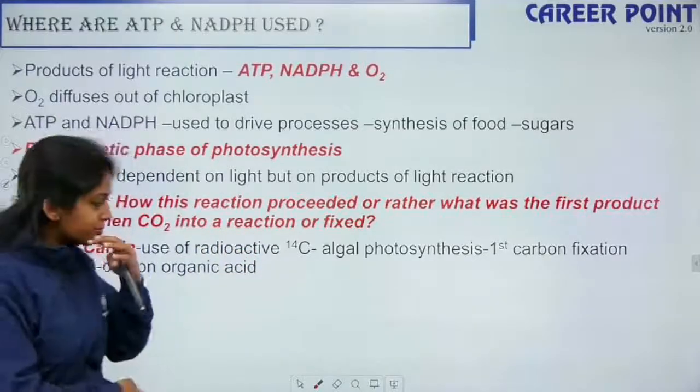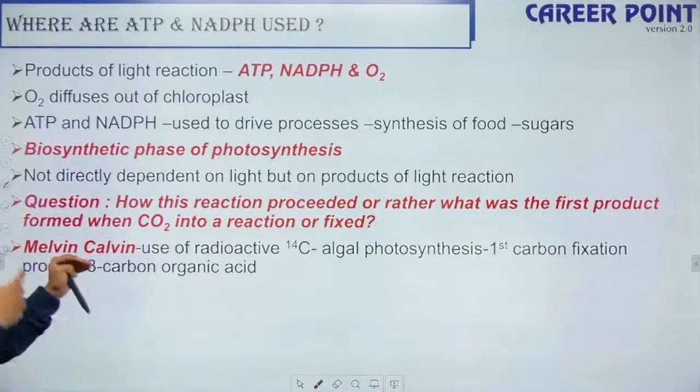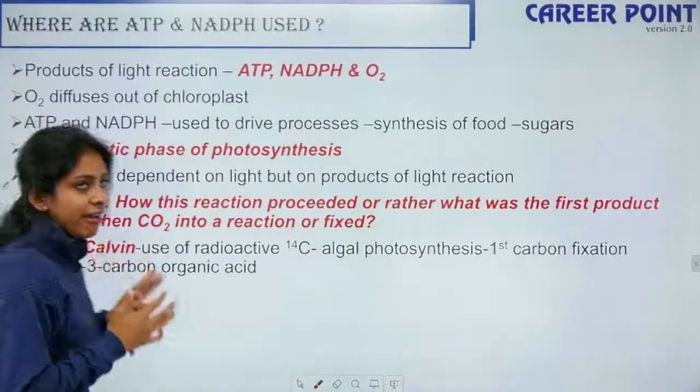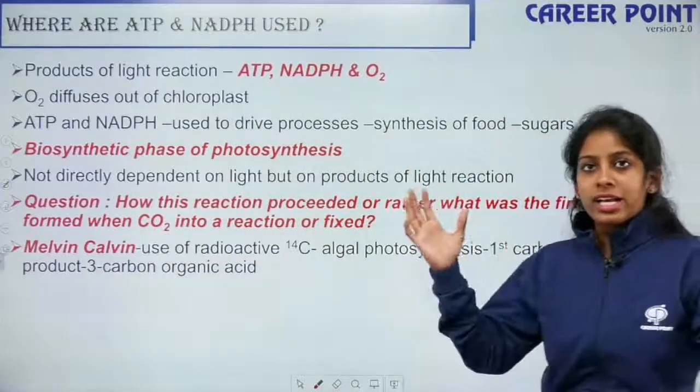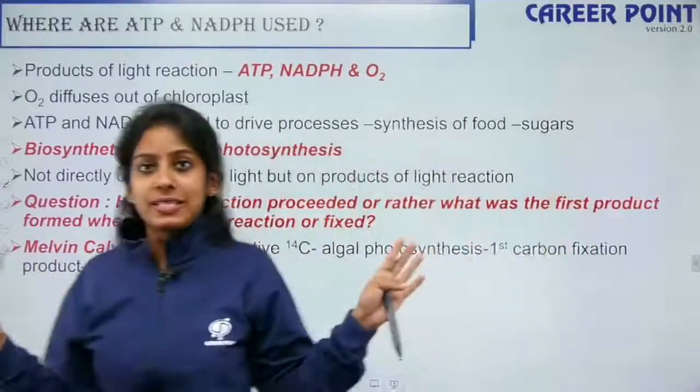Fine. So here comes another scientist who is called Melvin Calvin. I agree, the photosynthesis chapter has a volley of scientists' names, right? So many scientists' names you have.